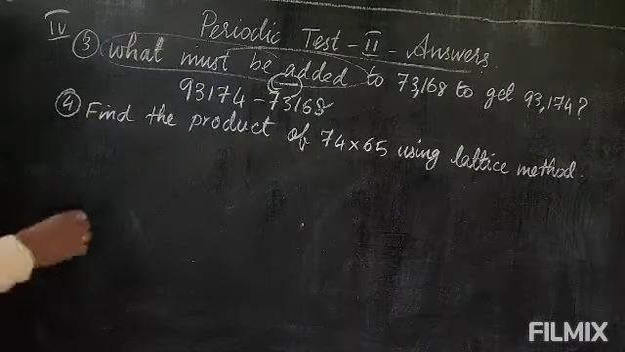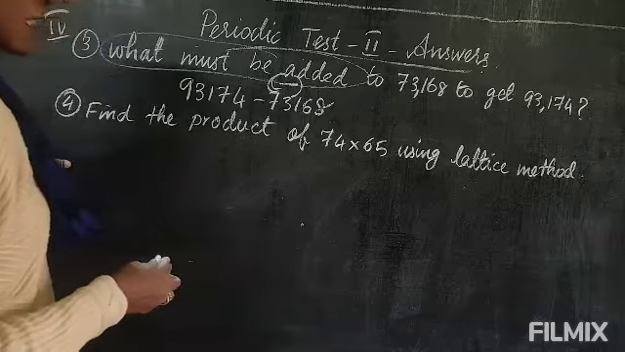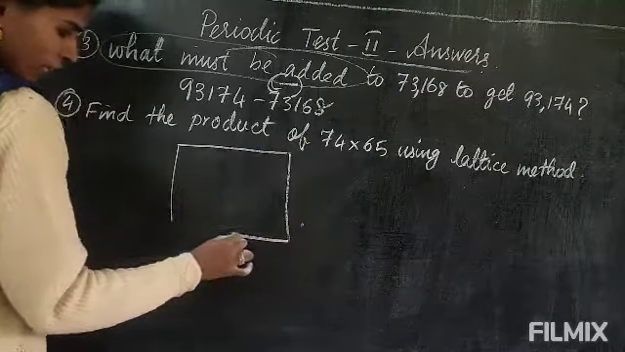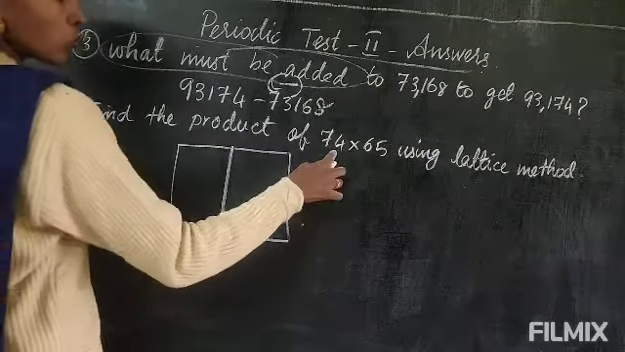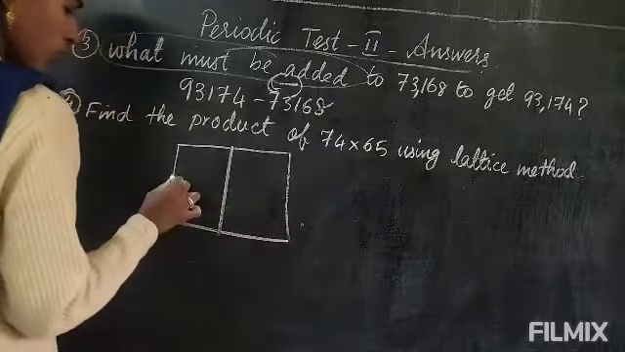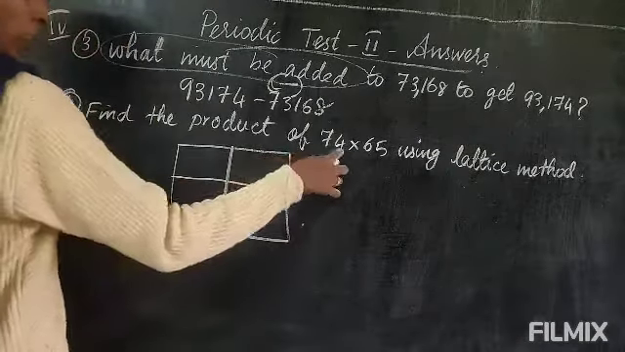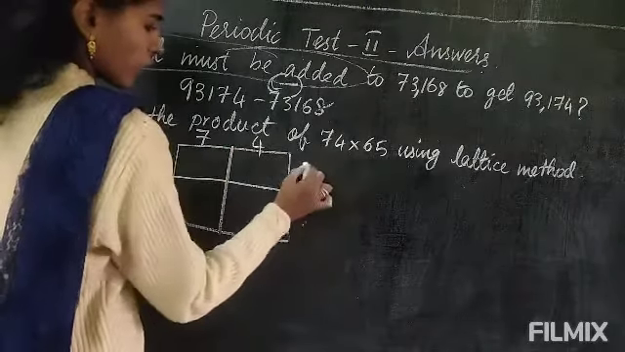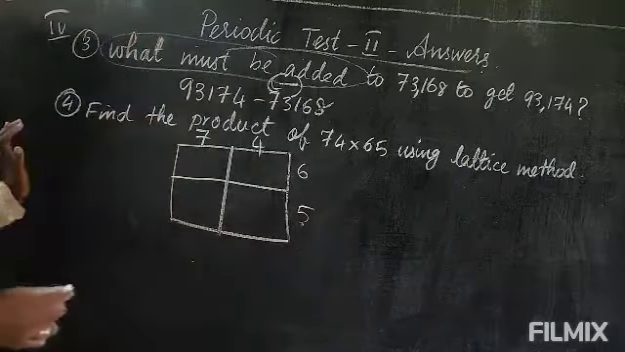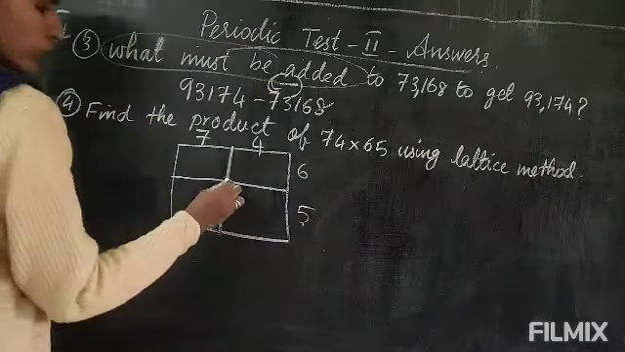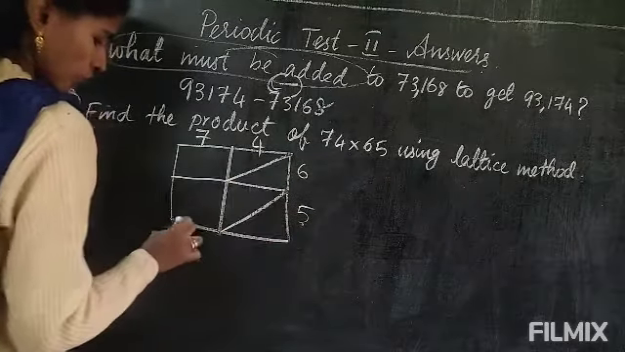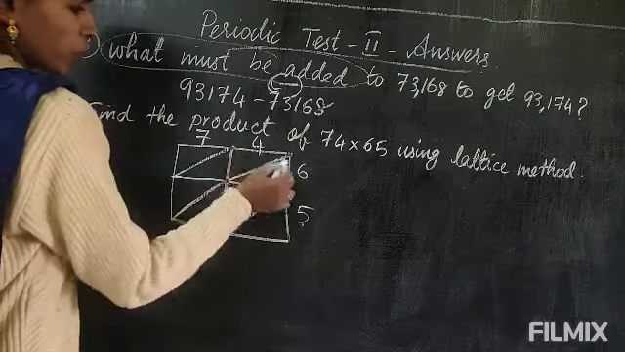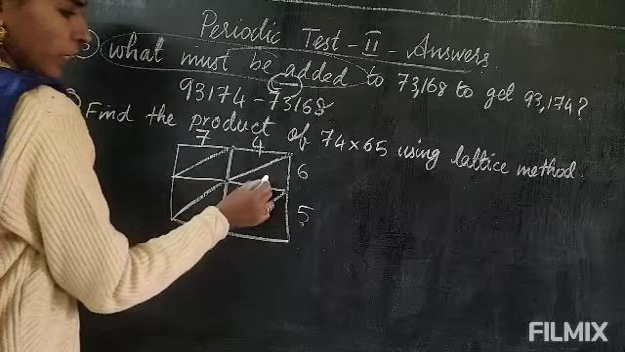Next one, find the product of 74 into 65 using the lattice method. Here also many of you had written the answer without the lattice method. The lattice method: this is a two-digit number times a two-digit number, so you have to make 2 rows and 2 columns. After making that, in each column you give one digit, and for each row also you give one digit. Now you have to divide the squares diagonally. In each square you multiply only those 2 numbers and write, with the tens number here and the ones number here.